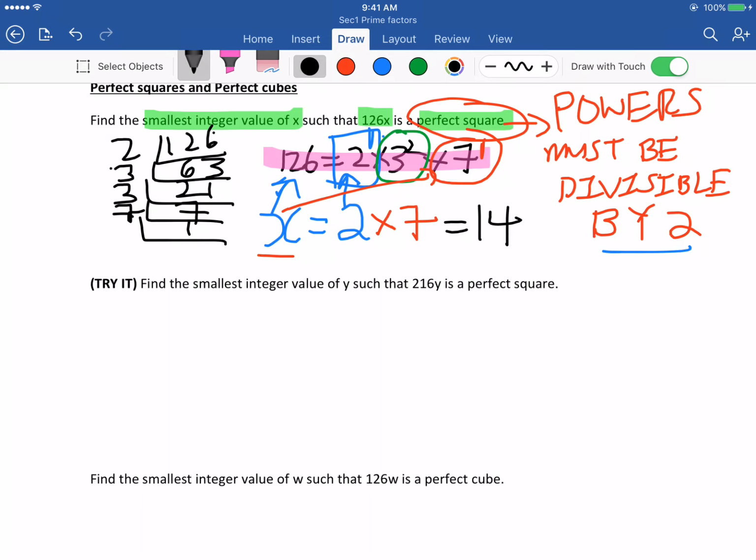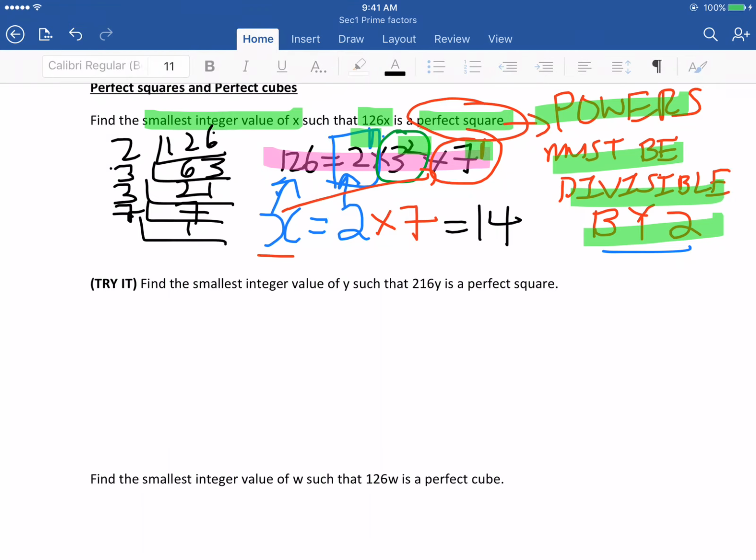Okay? So I think the most important thing you must know is that a perfect square means the powers must all be divisible by 2. So what you need to do is actually try to make all the powers divisible by 2. Okay? I give you a next one. You give it a try.